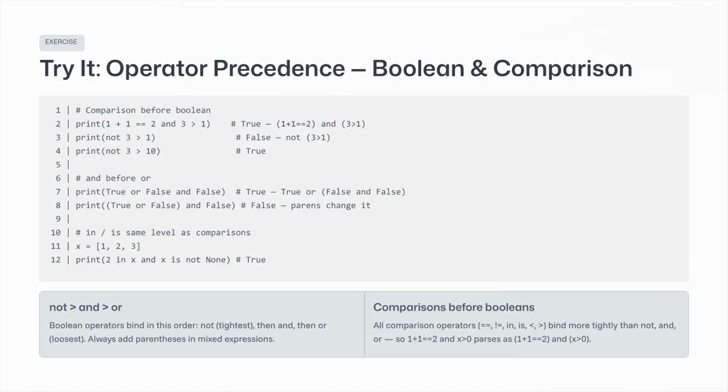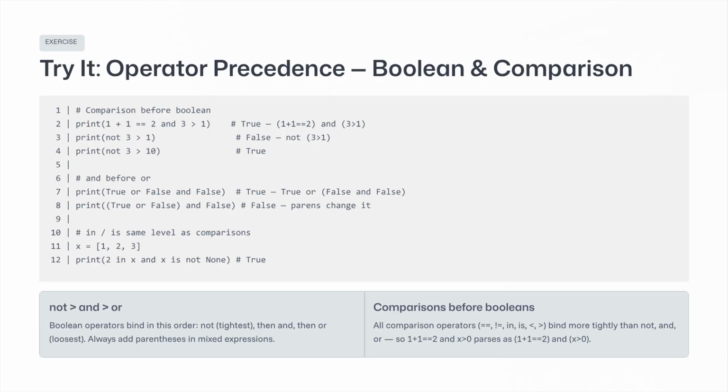Boolean and comparison precedence. Line 2, 1 plus 1 double equals 2 and 3 greater than 1. Comparisons bind tighter than and. So this is 1 plus 1 equals 2, and 3 greater than 1, which is true and true, which is true. Line 3, not 3 greater than 1. Comparison first, 3 greater than 1 is true, then not true is false. Line 4, not 3 greater than 10. 3 greater than 10 is false, not false is true.